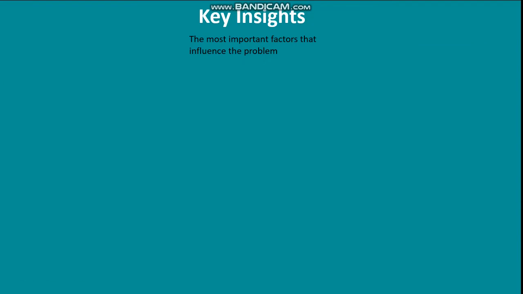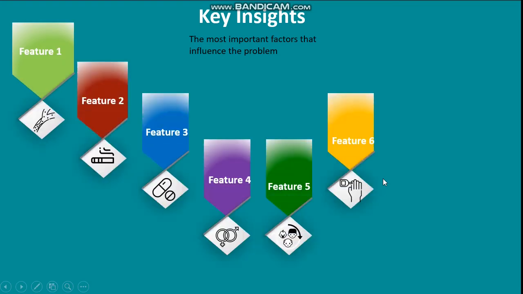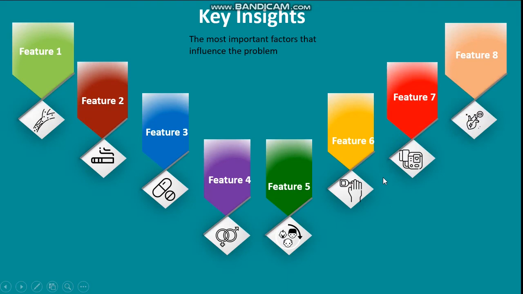You can find out the key insights, the most important factors that influence the problem. The number one feature, 1, 2, 3, 4, 5, 6, 7, 8, and so on. You can discuss here what kind of features influenced it.